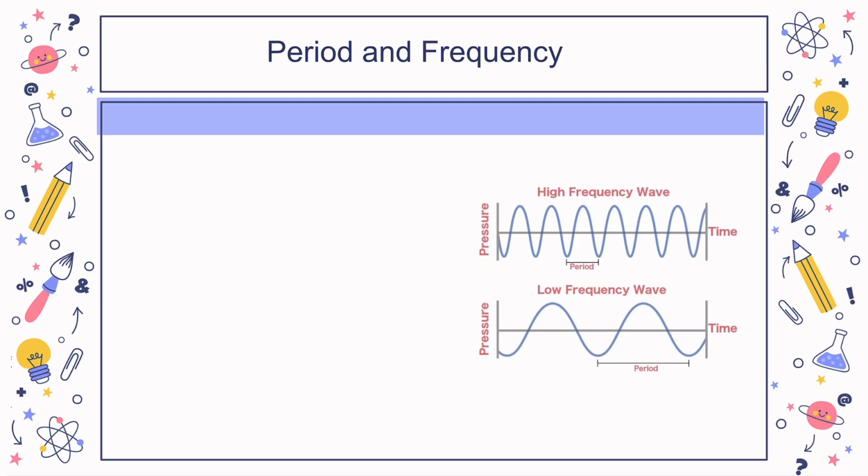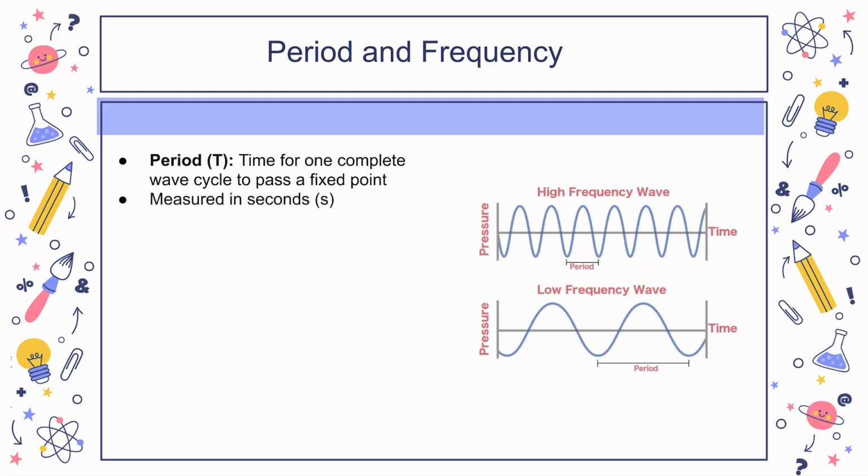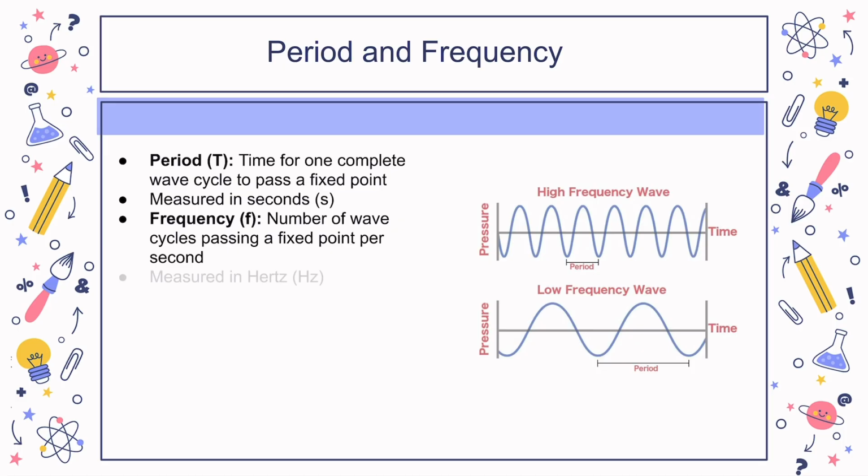Another important aspect of wave propagation is period and frequency. Period is the time it takes for one complete cycle to pass a fixed point, or from a point source, and it's typically measured in seconds. Frequency is the number of wave cycles that pass a fixed point per second. So how many waves, crest to crest or trough to trough, can pass in the span of a second. These are measured in hertz. And one thing we should know is that period and frequency are inverses of each other.